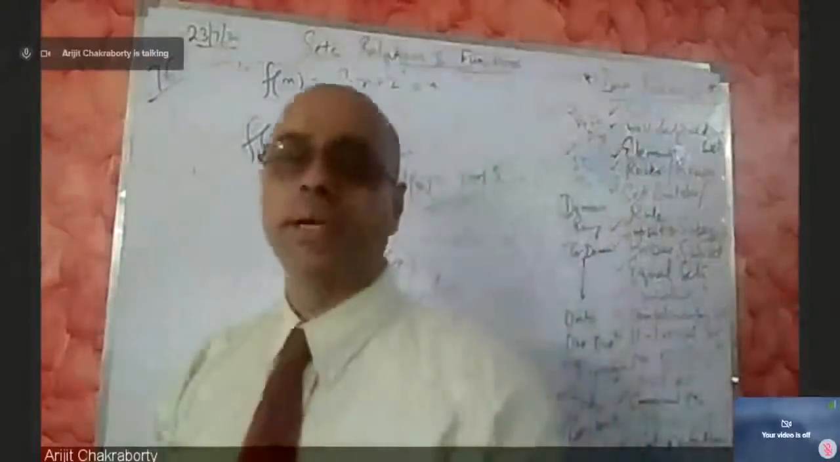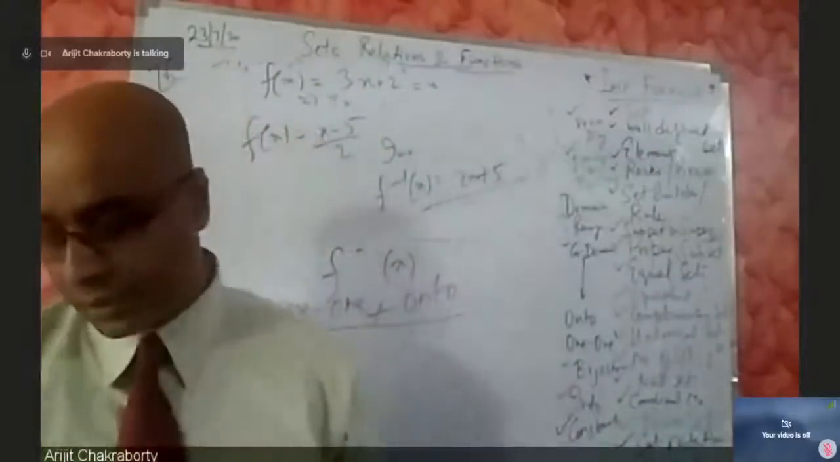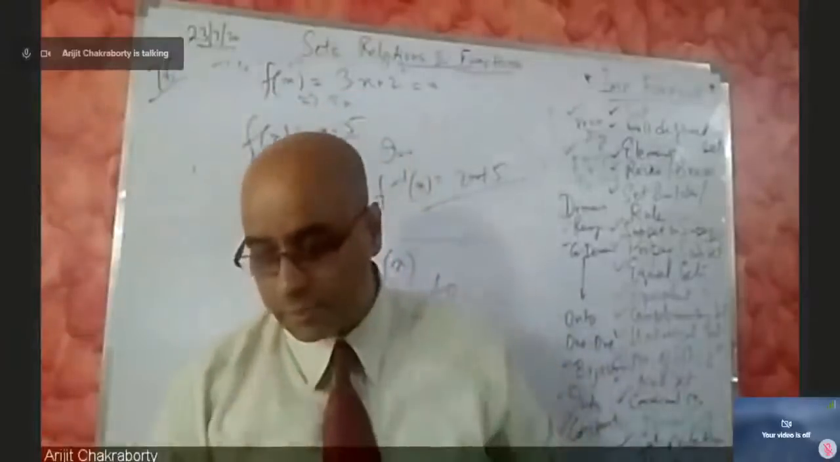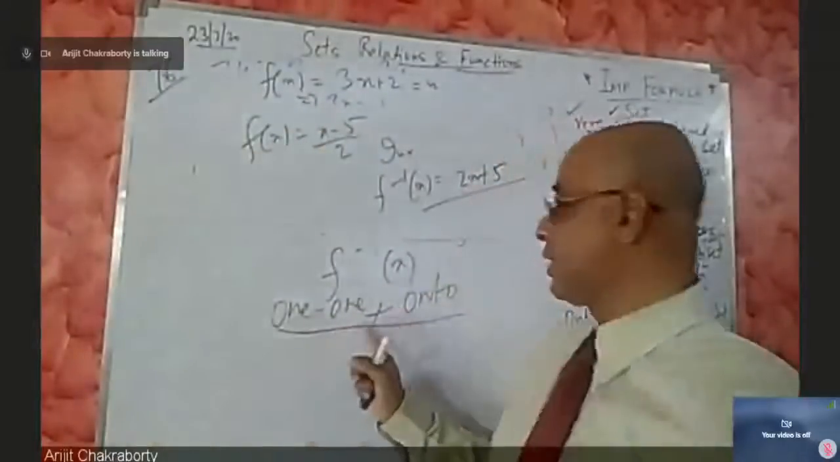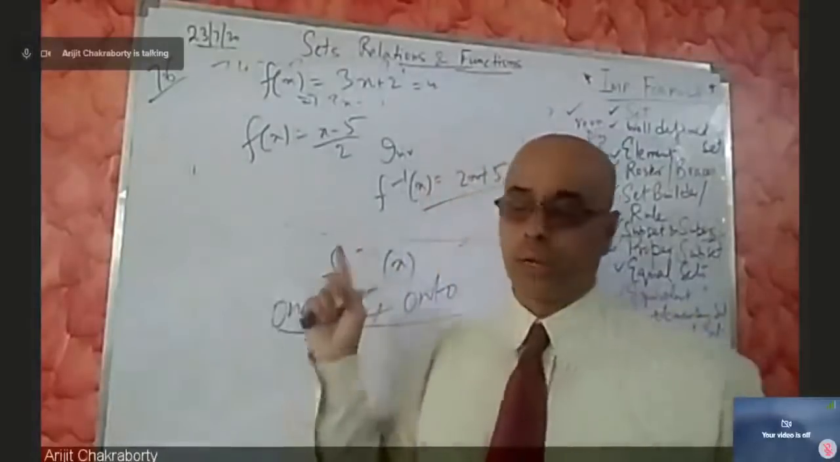Okay, so this is how we reverse. We reverse and find out the opposite relation, or the inverse relation. Fine. But always remember that it has to be bijective. As I said, it has to be a one-to-one and onto function if you want to find the inverse relation.